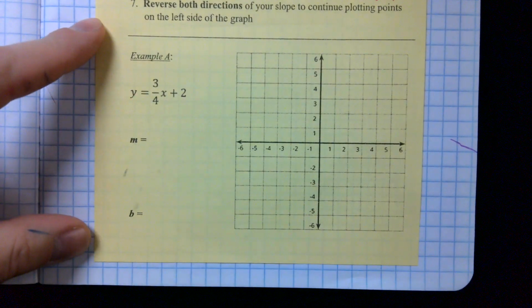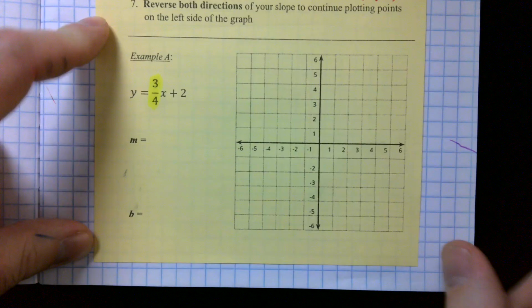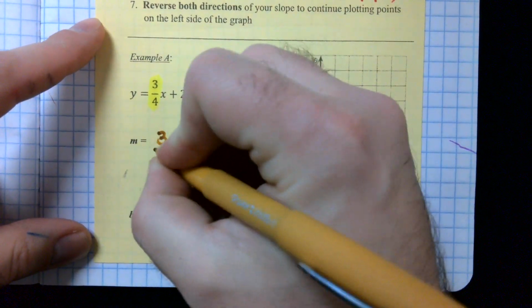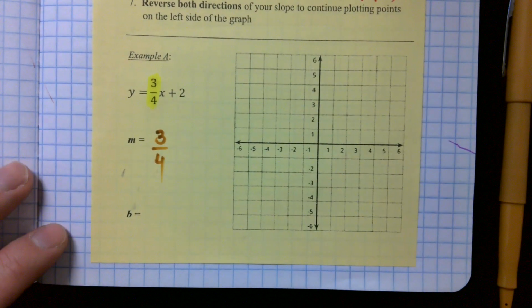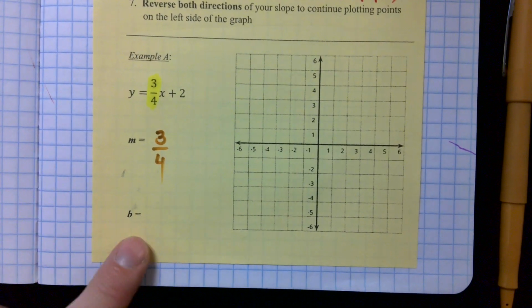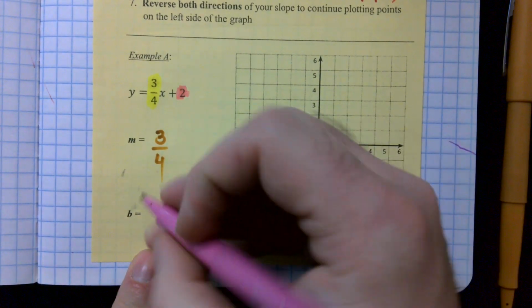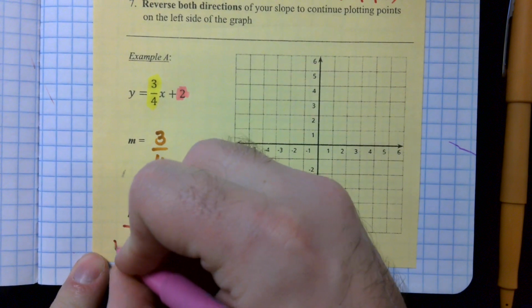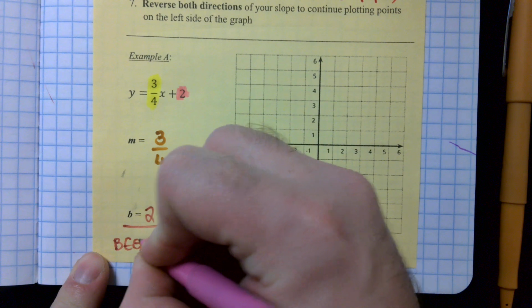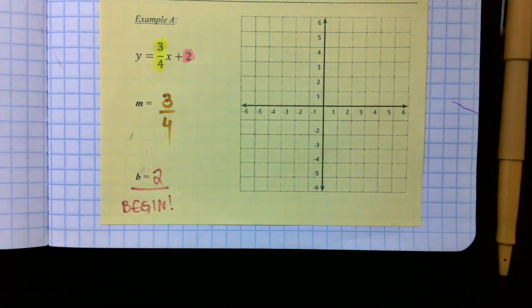Here's my equation. What's my slope here in this equation? Everybody, what's my slope? 3/4. Do I need to make that into a fraction? No, because it's already a fraction. What's my b value here? 2. The letter B stands for begin. Also y-intercept, but more easily rememberable, it stands for begin.